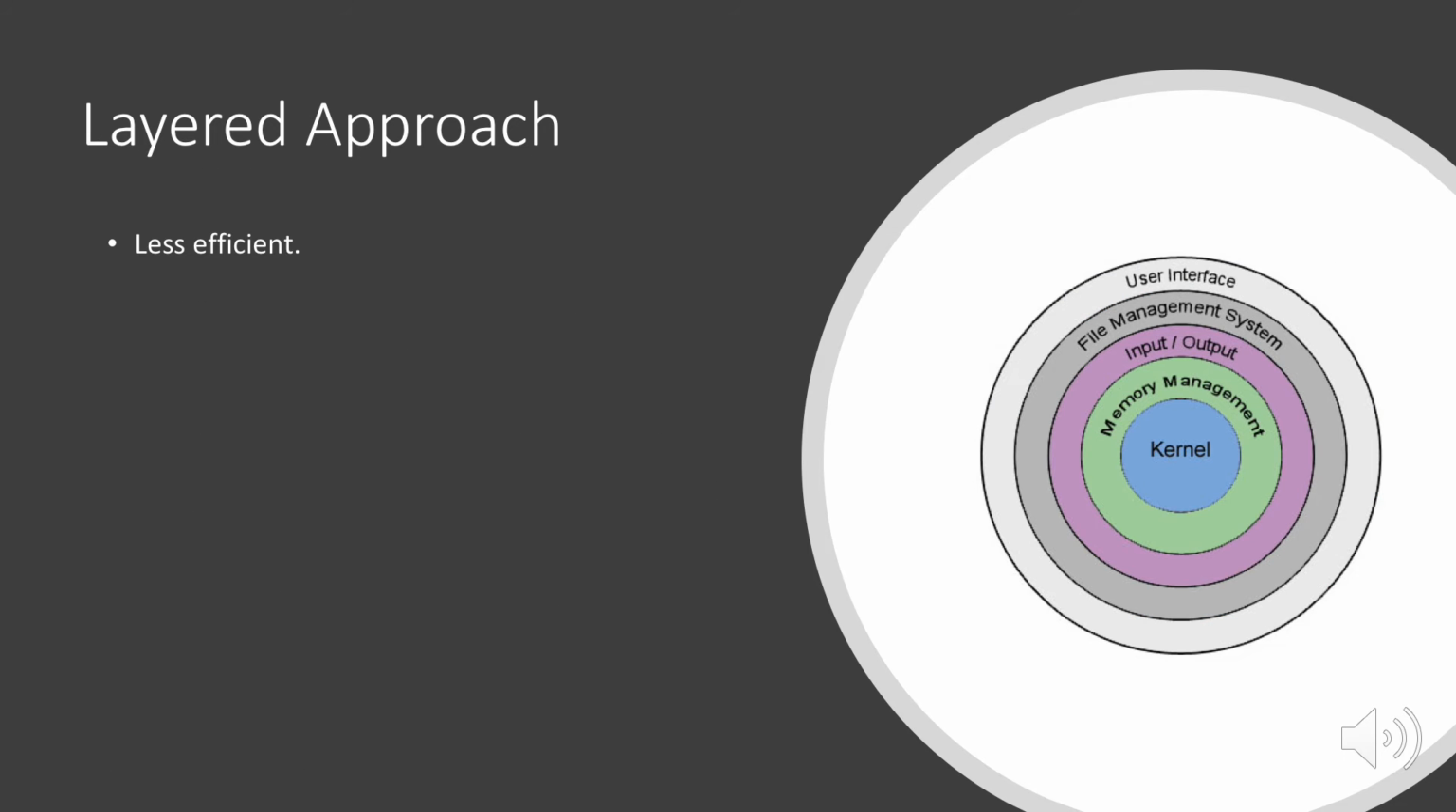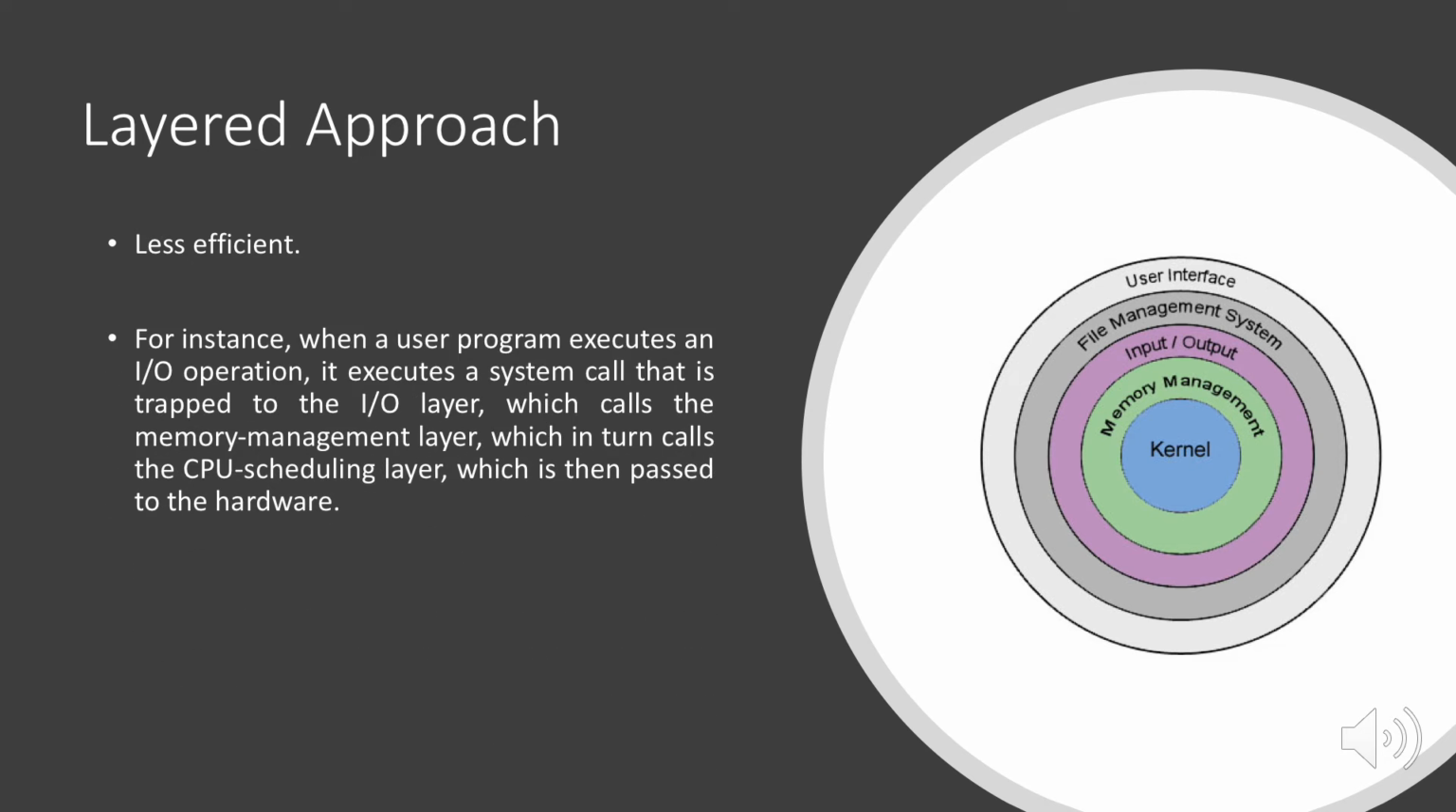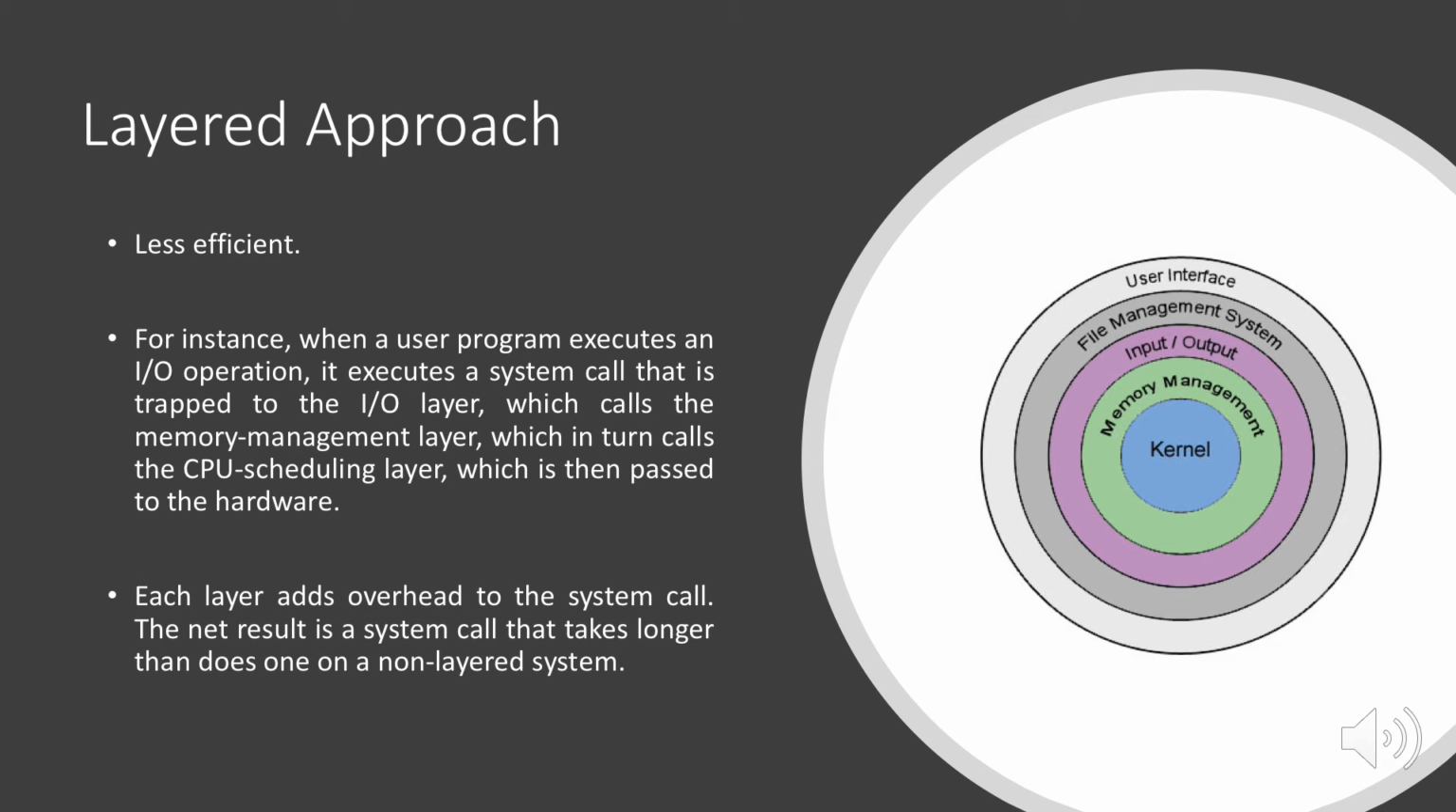The problem with layered implementations is that they tend to be less efficient than the other types. For instance, when a user program executes an I/O operation, it executes a system call that is trapped to the I/O layer, which calls the memory management layer, which in turn calls the CPU scheduling layer, which is then passed to the hardware. Each layer adds overhead to the system call, and the net result is that a system call takes longer than it does on a non-layered system.